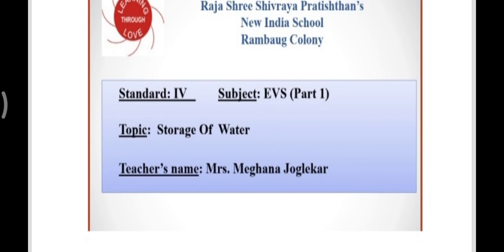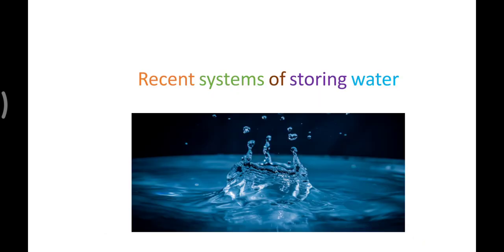We are learning storage of water in our EVS, correct? In the last period, we already started with the old systems to store water. What all systems have we seen? We have seen wells, draw wells, then the water tanks in the fort, as well as the bunds constructed on the rivers, and there were old reservoirs and old tanks which were called haud. Correct? Today we are going to see the recent systems of storing water.